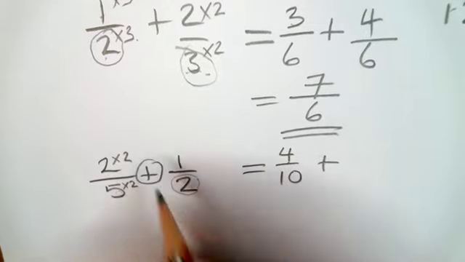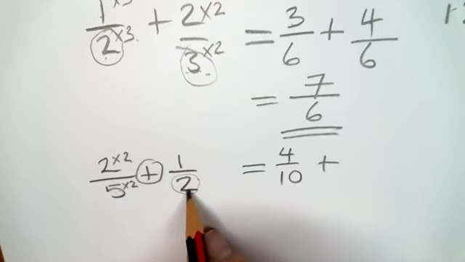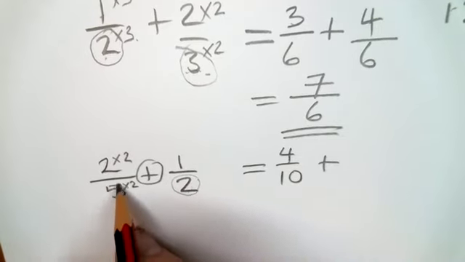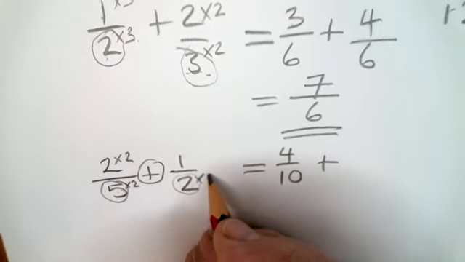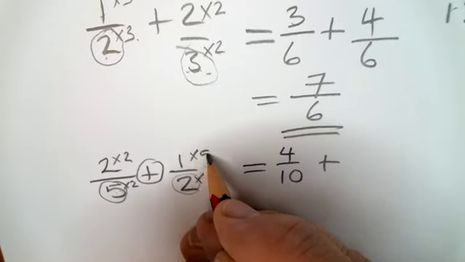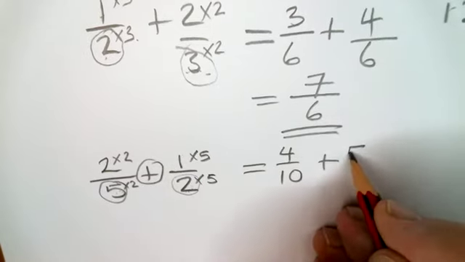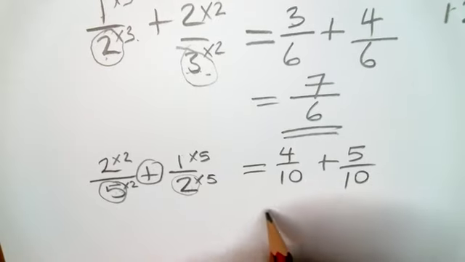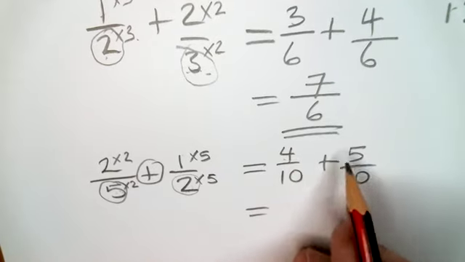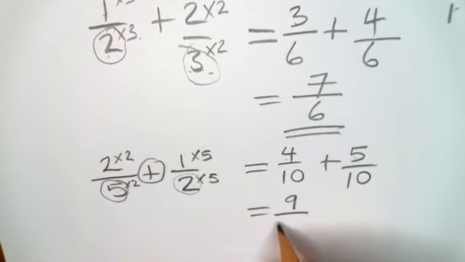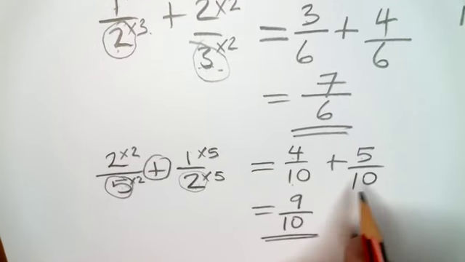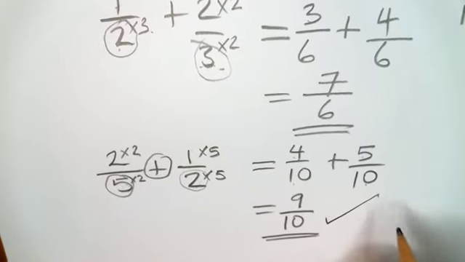plus, because there's a plus here. Now I'm going to change this to tenths. What do I multiply by? I multiply it by this number here, 5. So 2 times 5 is 10, and 1 times 5 is 5. So this becomes 5 over 10. Of course, 4 and 5 is 9, all over 10, same denominator, and we've got our answer.